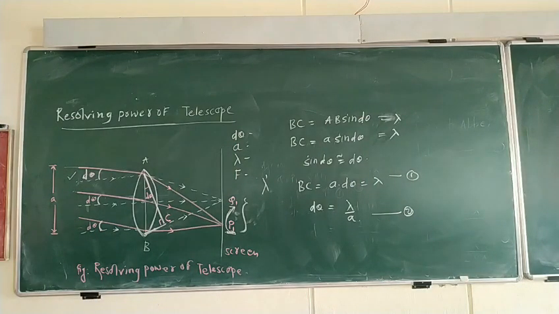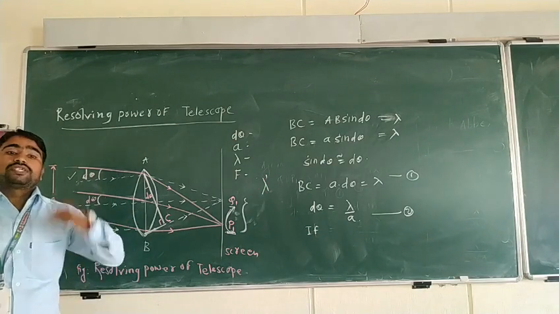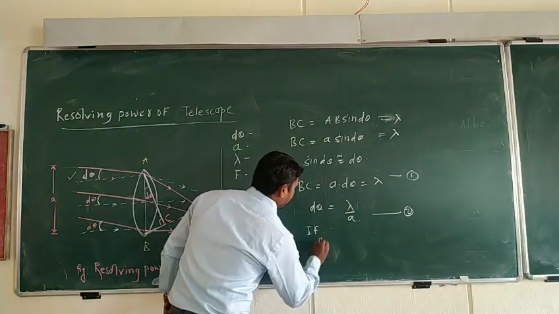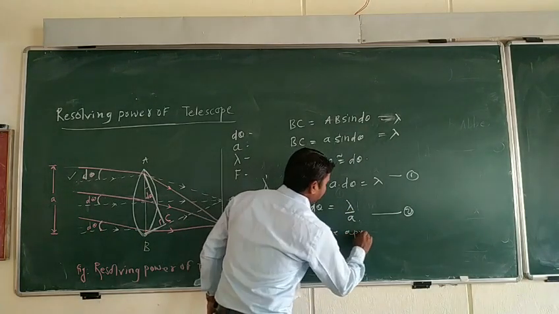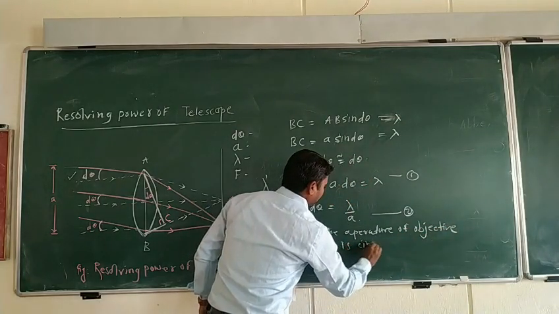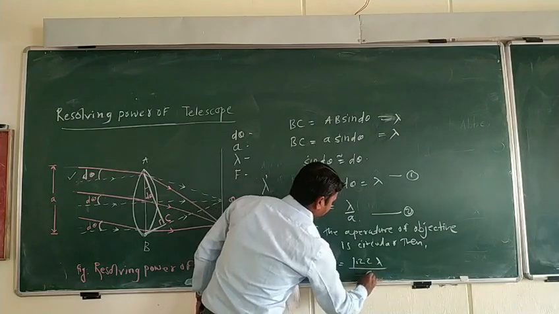But in the case of a telescope, the objective has a circular aperture. We have to consider two types of aperture: the first is the circular aperture, and the other may be a slit or any other aperture. When the aperture of the lens is circular, we have to multiply by 1.22. Therefore, if the aperture of the objective is circular, then d theta is equal to 1.22 into lambda divided by a.